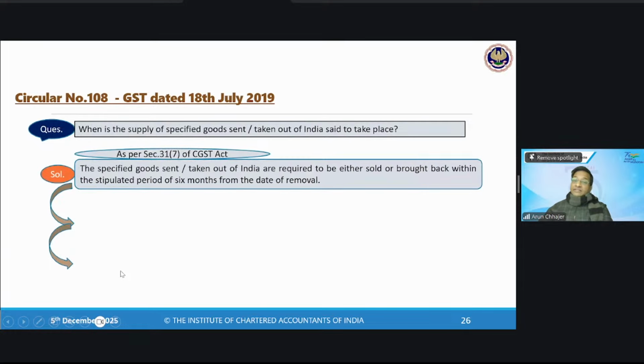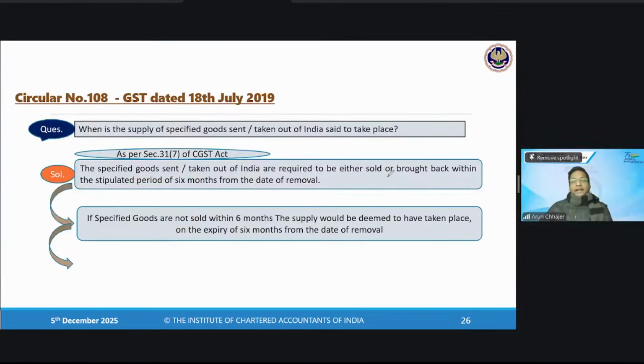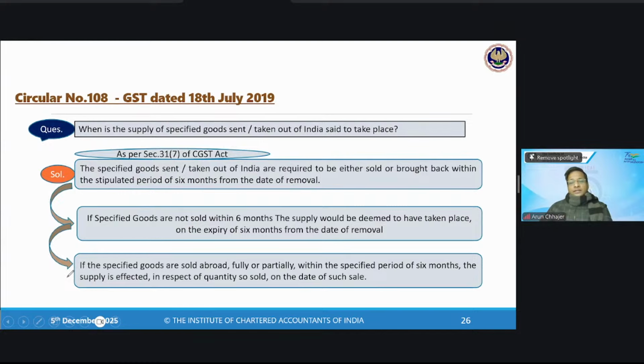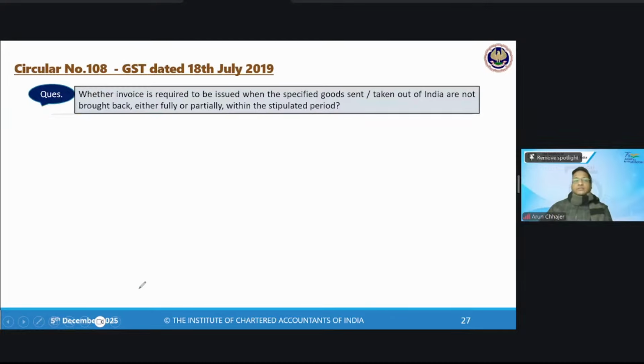When does the supply of the specified goods taken out said to be taken place? They have given the reference of section 31 subsection 7, and the time limit is the same 6 months, which you have answered, from the removal. And if the specified goods are sold within the specified period, then supply is effected in respect of the quantity sold on the date of that sale.